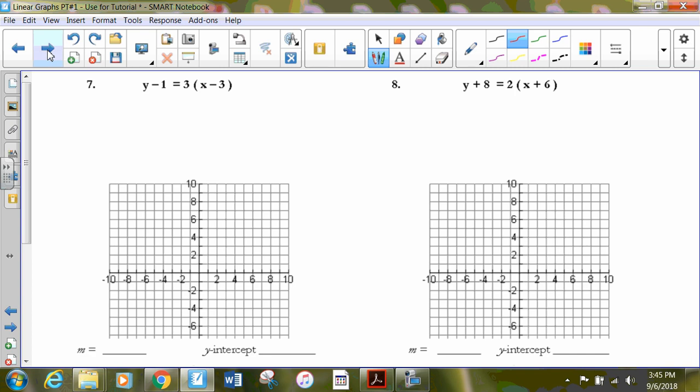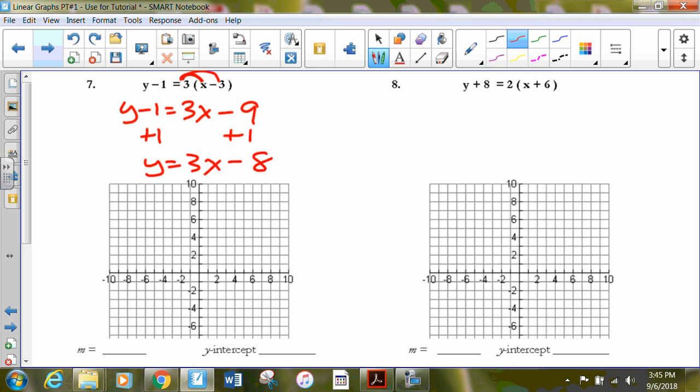All right, so now we've got the type of graphs or the type of equations where we've got to move some things around. The first thing we're going to do is distribute the 3. So we'll carry down the 1, y minus 1. We'll say 3 times x is 3x. And then 3 times -3 is -9. We're almost done. We're going to add the 1. -9 plus 1 is -8.